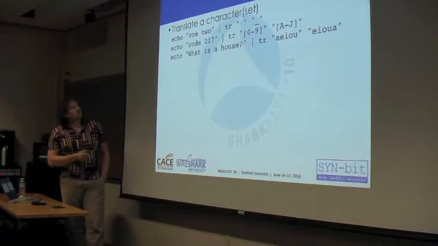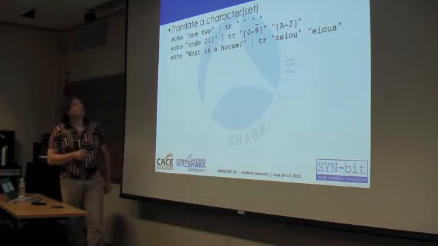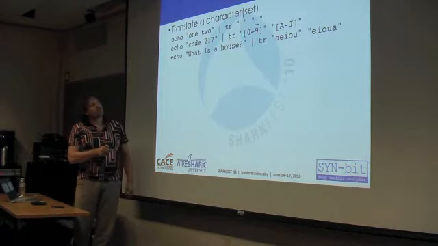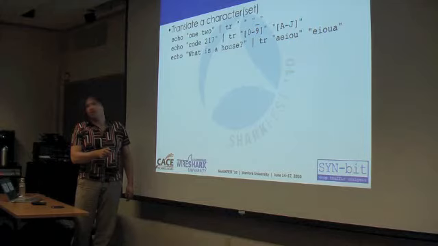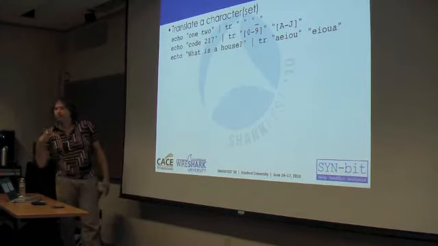Or if you want to encrypt something in a very simple way, you can translate all the digits, so there's a range here of digits, and I can change that to the letters A to J. It's not a very useful example, but it gives you an idea of what you can do.